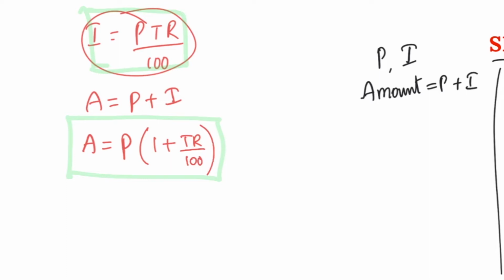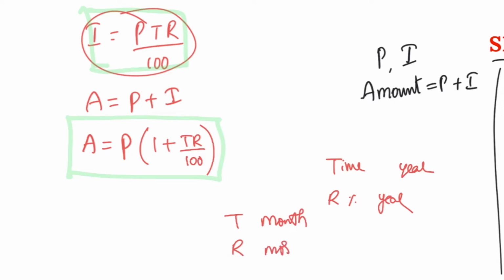But while substituting the values, make sure that if time is in number of years, rate of interest is also per year. If the time period is given in months, make sure that rate of interest is also in months. Right, moving to problems.